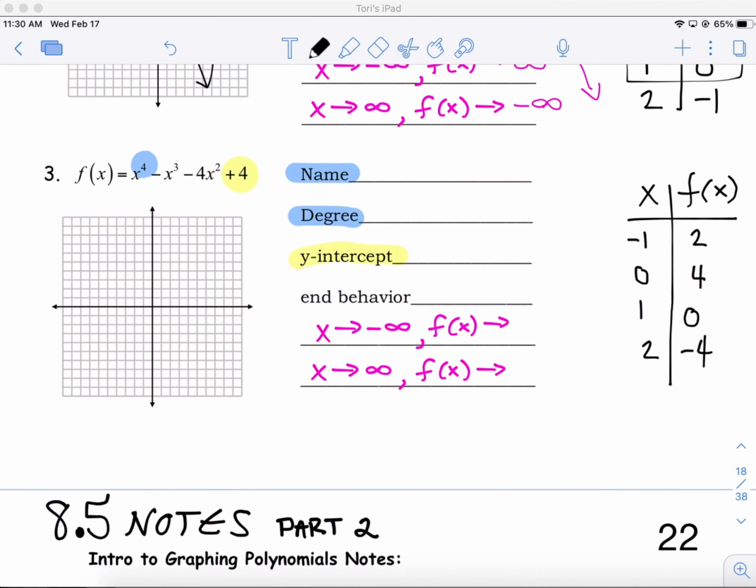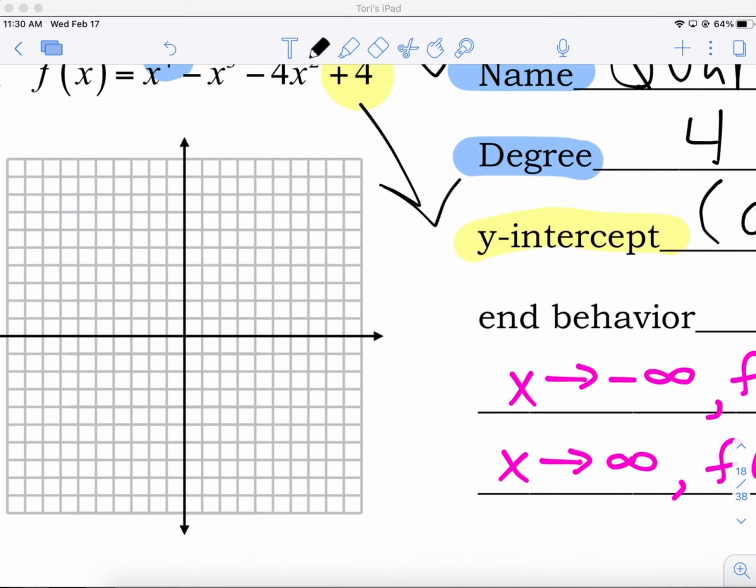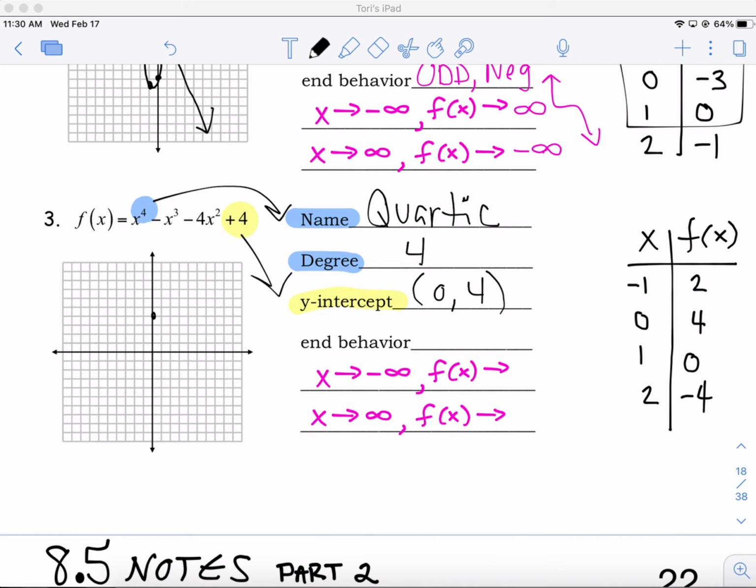All right, so focusing on the name this time. Name is a 4th power, 4th degree. We call that quartic. Okay, so quartic is 4, like core, okay? Quartic. Y-intercept is going to be 0, 4. So that's the first point I know. And then if I plugged in -1 and +1, I would get 2 and I would get 0.